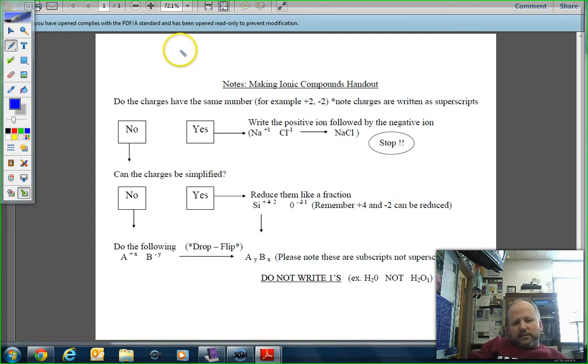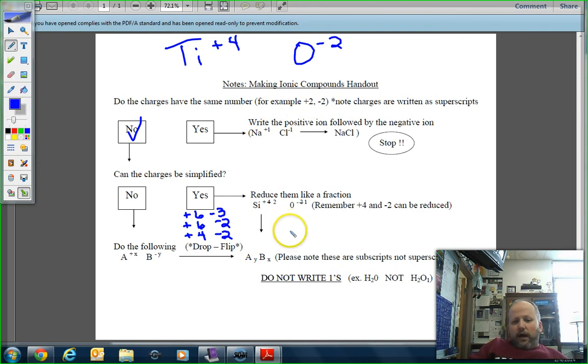Another problem would be something like titanium with a +4 charge and oxygen with a -2 charge. Do the charges have the same number? 4 and 2? No, they don't. Well, if they don't, then you go to the second one. Can the charges be simplified? The only time you will ever say yes to this question is if you have +6 -3, +6 -2, and +4 -2. Get these on this paper.